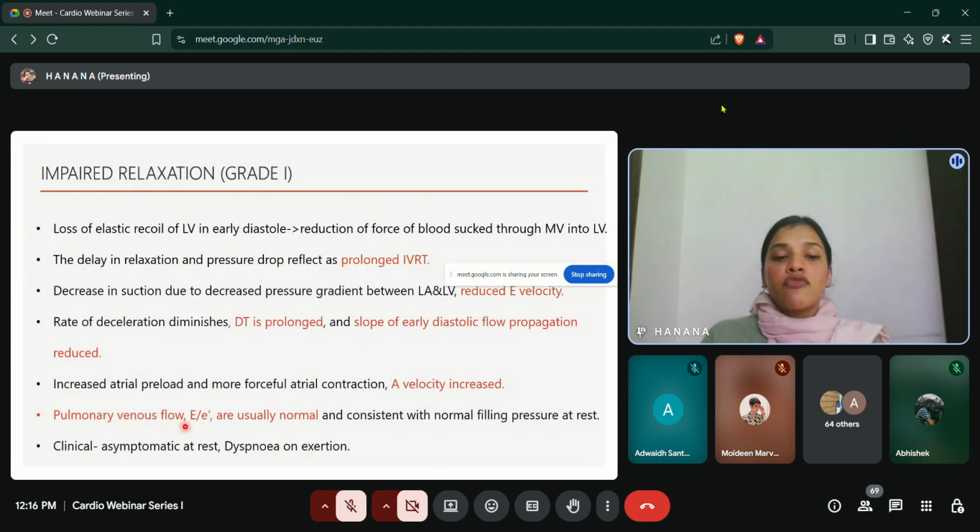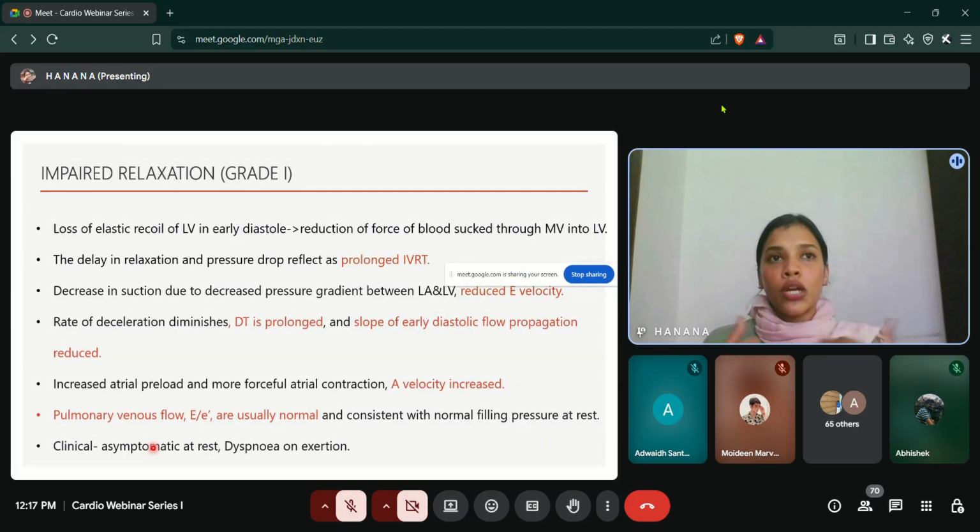And the pulmonary venous flow, the pulmonary Dopplers and the E by E dash, all values will be normal and consistent with normal filling pressure at rest, because the LA is not affected here. Only the left ventricle is not relaxing. The left atrium is more or less normal right now, so it will not be reflected in the pulmonary venous flow. Clinically, the patient will be asymptomatic at rest, with dyspnea on exertion. If he climbs steps or goes for a run or a marathon, he will have dyspnea, but at rest he will be asymptomatic. Those are the symptoms of impaired relaxation.